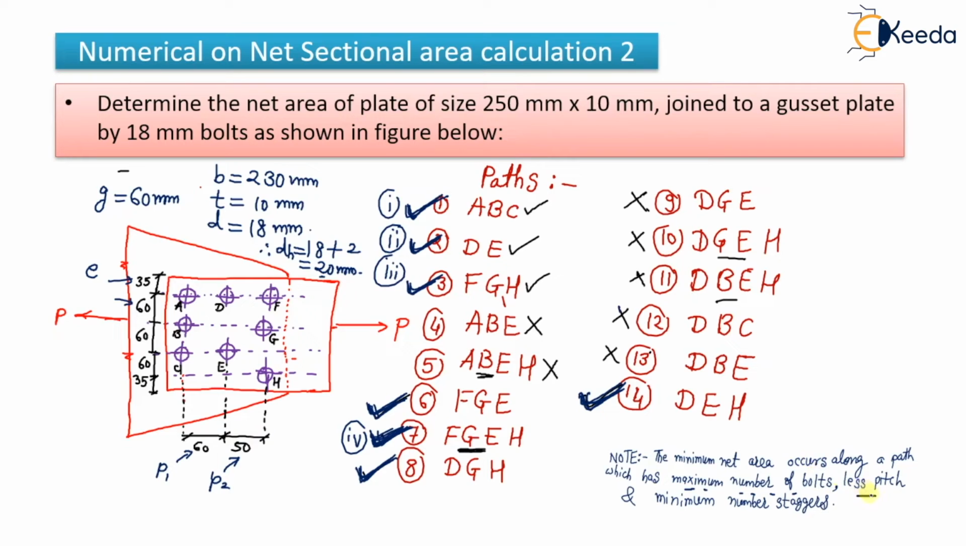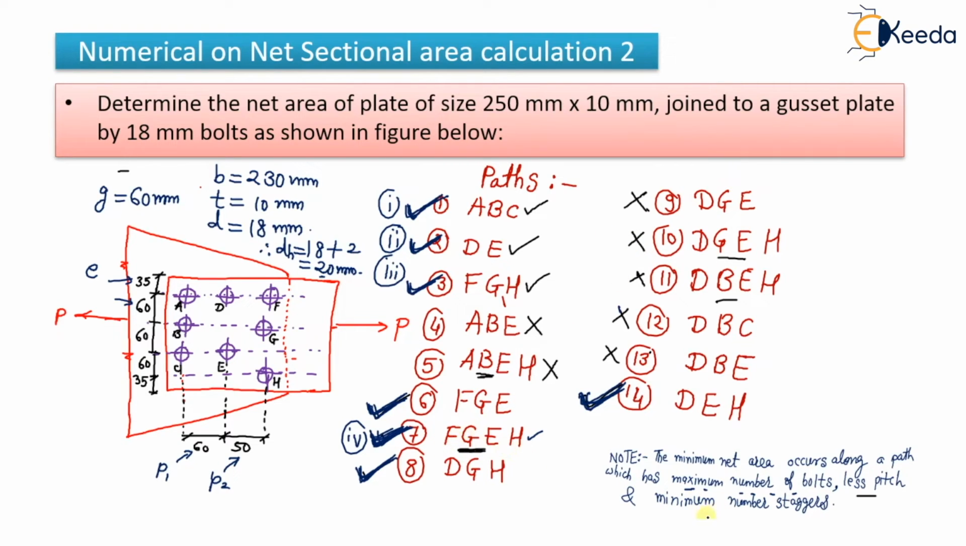So the minimum pitch or less pitch criterion is also perfect here, and for the minimum number of staggers, only one stagger is there, F, G, E, H. So I think two, F, G, E, H. Okay, two staggers are there. So you can have this one also, and which one have we cancelled? DGEH. No, it has three paths. That's why we had cancelled this one. So you can go for this one.